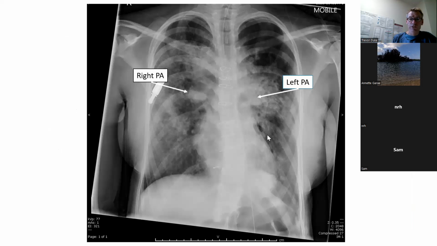This is another child with pulmonary artery hypertension where there's a large left and right pulmonary artery. You can see these are the pulmonary arteries and the high blood flow, the high pressures in the pulmonary vasculature in the perihilar region. So you might look at this and say, oh, they might have TB because of the perihilar lymph nodes, but also think, could they have pulmonary hypertension?